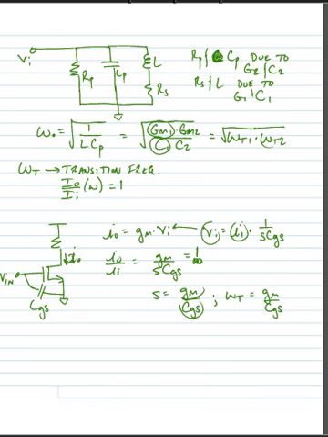Alright, so what we see is that our lossy gyrator circuit looks like a lossy RLC circuit. In other words, it has some resonant frequency and some quality factor. So it acts like a bandpass or a band stop circuit.